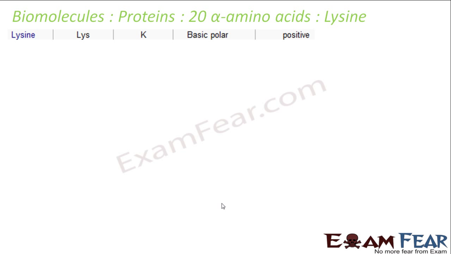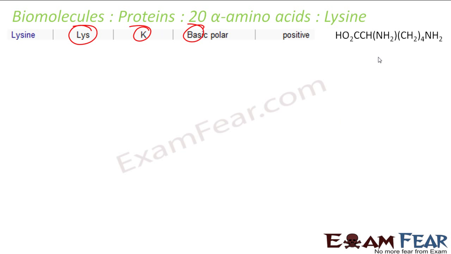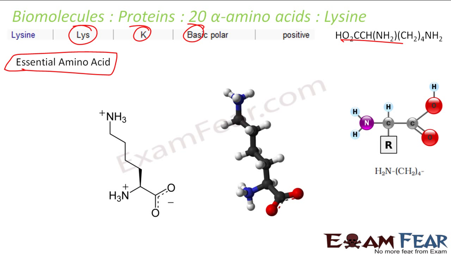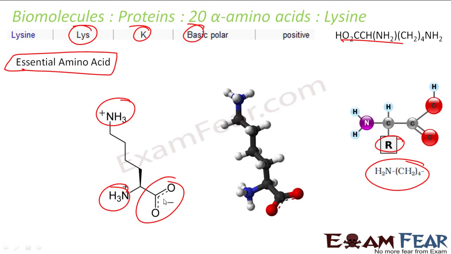The next is lysine. LYS is the 3-letter denotation. K is the single letter. It is basic. This is the molecular formula of lysine. This is also an essential amino acid. This is the structure of lysine. You compare, R is nothing but this guy. So if you see here, 2 NH2 groups and 1 COOH group. So it is basic, and a little polar also, because the NH2 groups get a plus charge. So this is +2 charge and -1 charge. So overall it is a negative charge. Sorry, overall it is a positive charge because there are 2 NH2 groups. So overall it is positive.